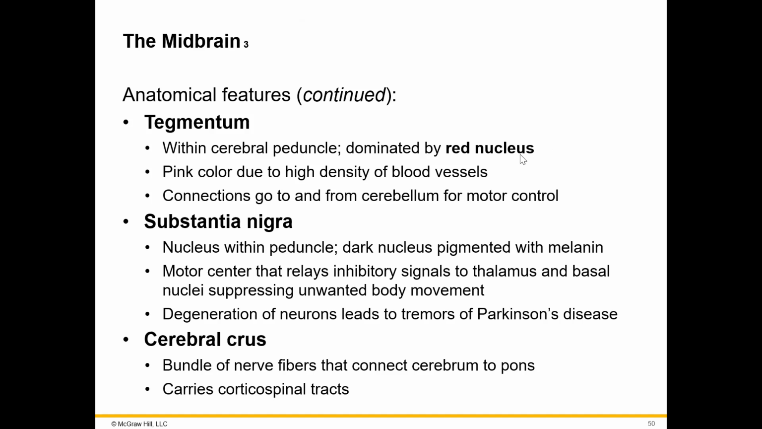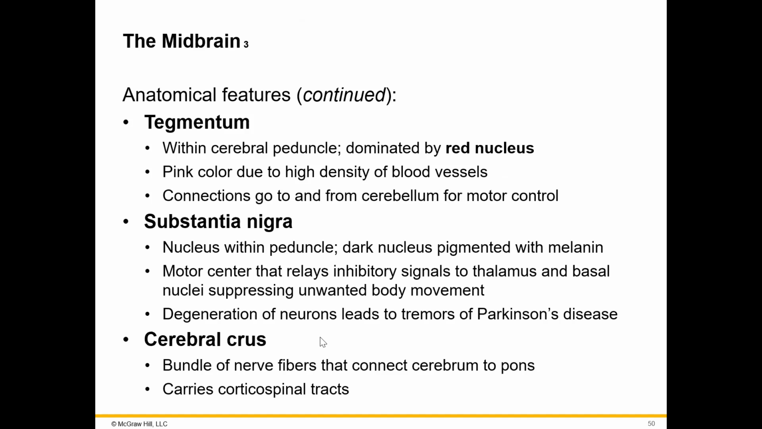The red nucleus, why they call it the red nucleus, is actually pink in color, but that is due to the high density of blood vessels. It is within the cerebral peduncle in the tegmentum. The tegmentum is where you have your red nucleus, and it has connections to and from the cerebellum for motor control. So the tegmentum is where you have your red nucleus. The substantia nigra is where you have Parkinson's disease.